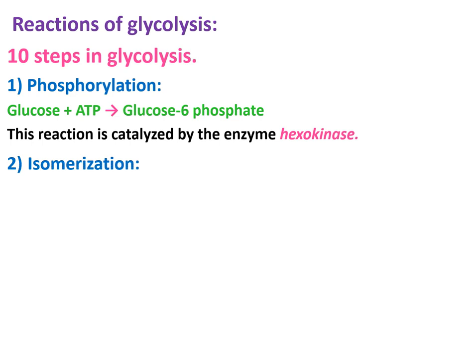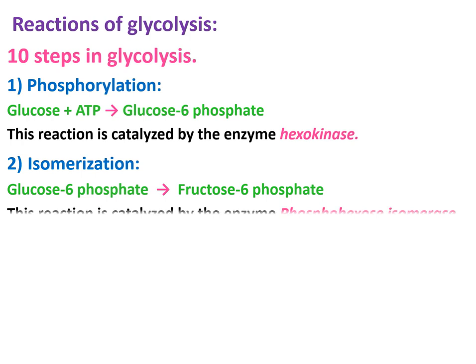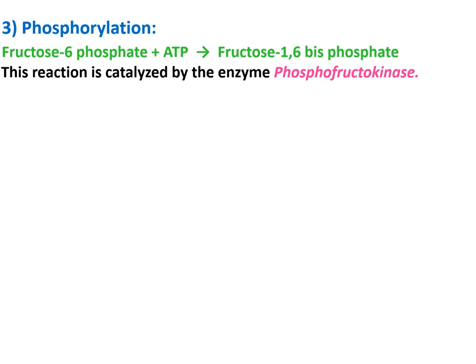Second step, isomerization. Glucose 6-phosphate is isomerized to fructose 6-phosphate. This reaction is catalyzed by the enzyme phosphohexose isomerase. Third step, phosphorylation. Fructose 6-phosphate consumes ATP. It forms fructose 1,6-bisphosphate. This reaction is catalyzed by the enzyme phosphofructokinase.